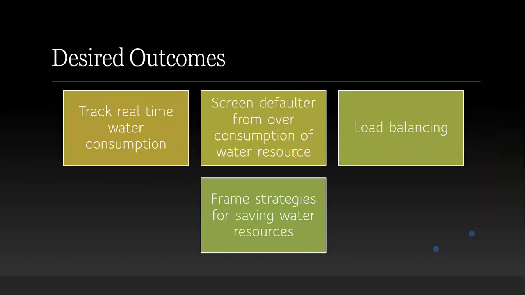And what do we want in the outcomes? We have to track real-time water consumption. We should be able to screen defaulters from overconsumption of water resources. For example, if one sensor is indicating that in a tap or in an apartment the water is getting overused or wasted, we should be able to view that on our mobile screen or laptop screen. We want load balancing. For example, if we have 50,000 sensors, 50,000 meters, we want to manage the load. We also want to frame strategies for saving water resources, and the data analytics should be clear enough so that we can form strategies to save water.